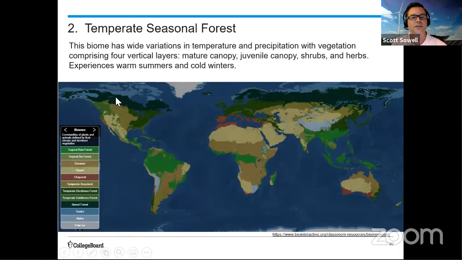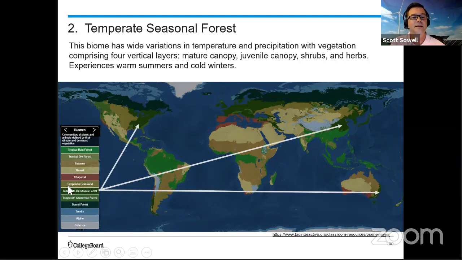All right, let's do temperate seasonal. This is our third forest. So we did boreal forest up here, the taiga. We did this coniferous forest, the temperate rainforest below that. Now we're going to go into temperate seasonal. Seasonal is another word, but it also can be called temperate deciduous, meaning that the leaves are going to drop every year. So we can see a good chunk of this in the eastern part of the United States, over here in Asia, and also on the eastern coast of Australia.